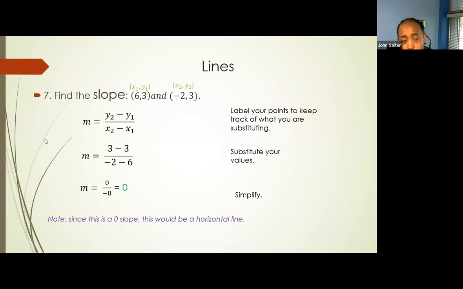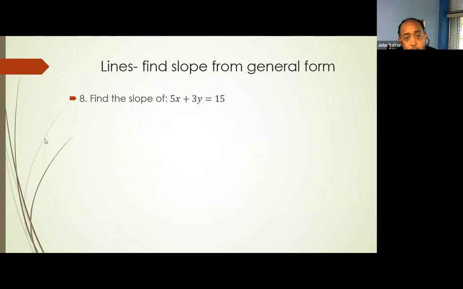This is going to be a horizontal line. Why is that? Because 0 is neither positive nor negative. With slope, positive means increasing, negative means decreasing. This isn't doing either one. It's staying at a straight line, going straight across. Find the slope of this.